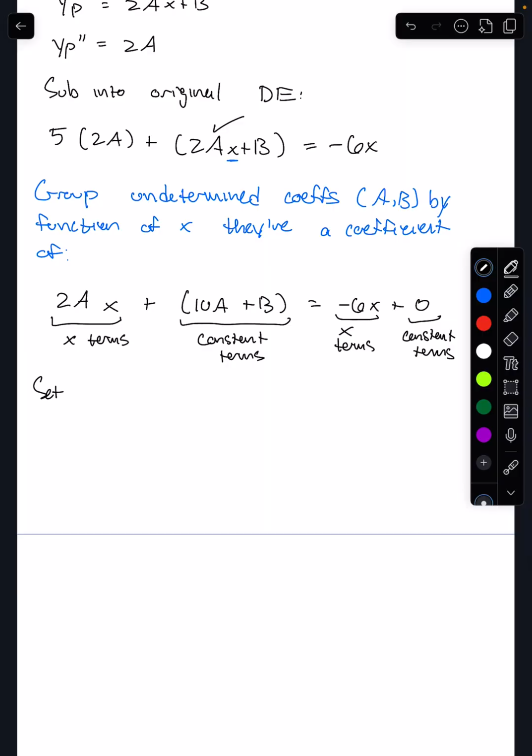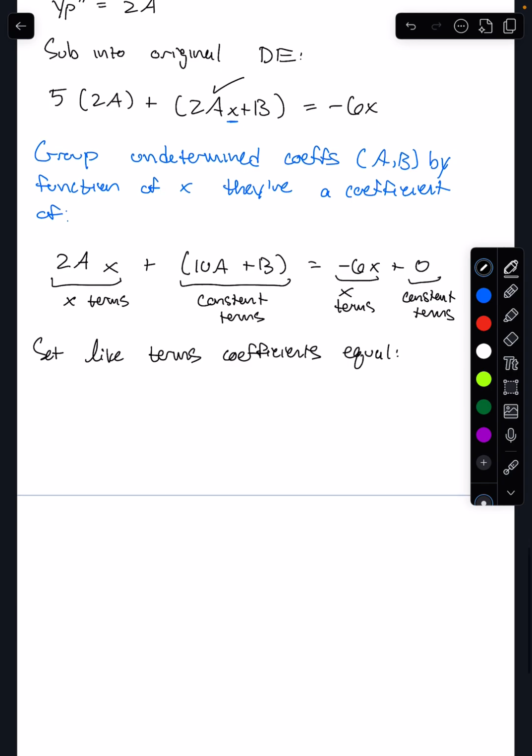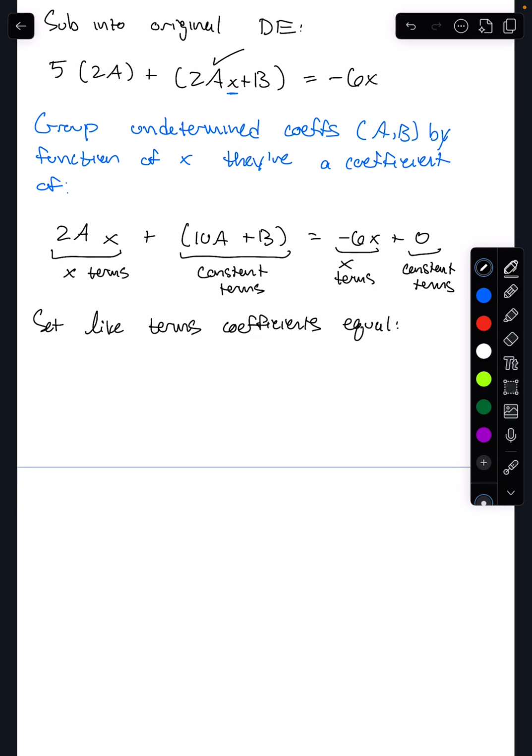Set like terms' coefficients equal. And so in this case, if the left and the right-hand side are going to be equal, I have to have that 2a is equal to negative 6. And similarly, if the left and the right are going to be equal, I have to have that 10a plus b equals 0. And now I can solve the system.